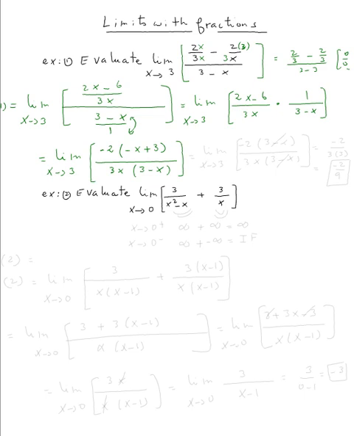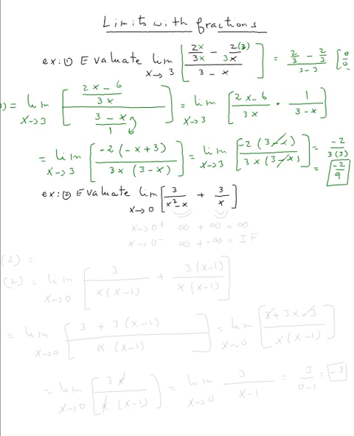If you don't see it, let me just rewrite this one more time. Limit of negative 2 factor, negative 3 plus x, which is the same thing as 3 minus x, over 3x times 3 minus x, as x approaches 3. Now if you simplify this and then plug 3 into x, you get negative 2 over 3 times 3, which is negative 2 over 9. And that's it for this example.